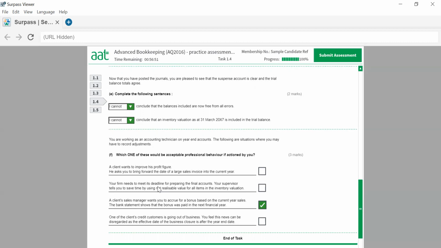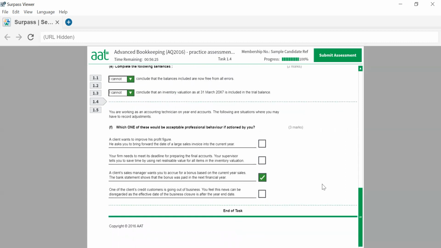Your supervisor tells you to save time by using net realisable value for all items of inventory. Nope. But this one, it says a client's sales manager wants you to accrue for a bonus based on the current year's sales. The bank statement shows that a bonus was paid in the next financial year, so that's fine. That's why he wants you to accrue it, because it's paid in the next financial year.